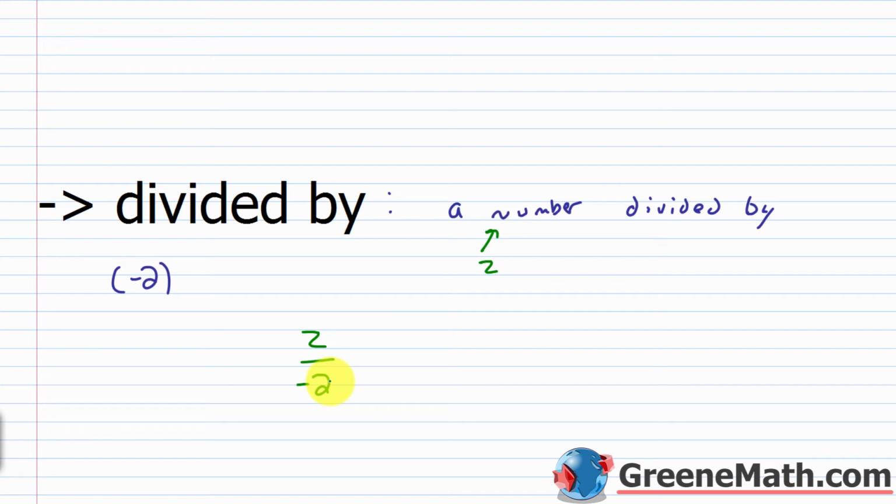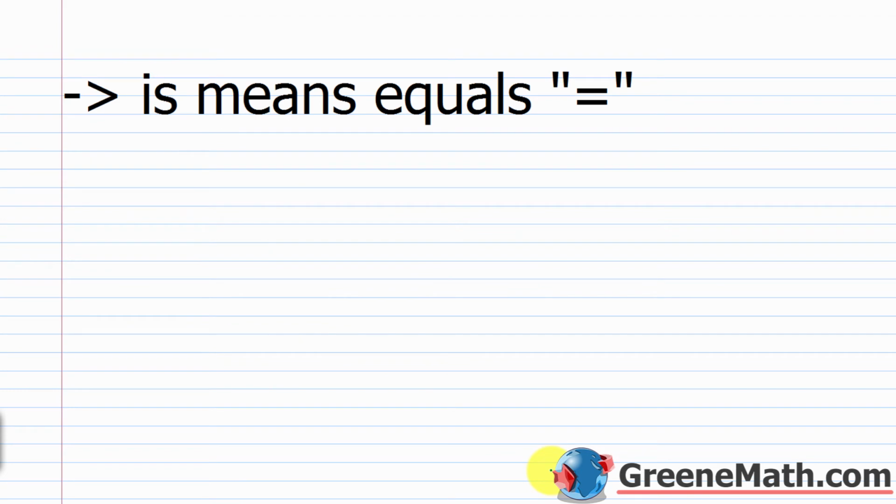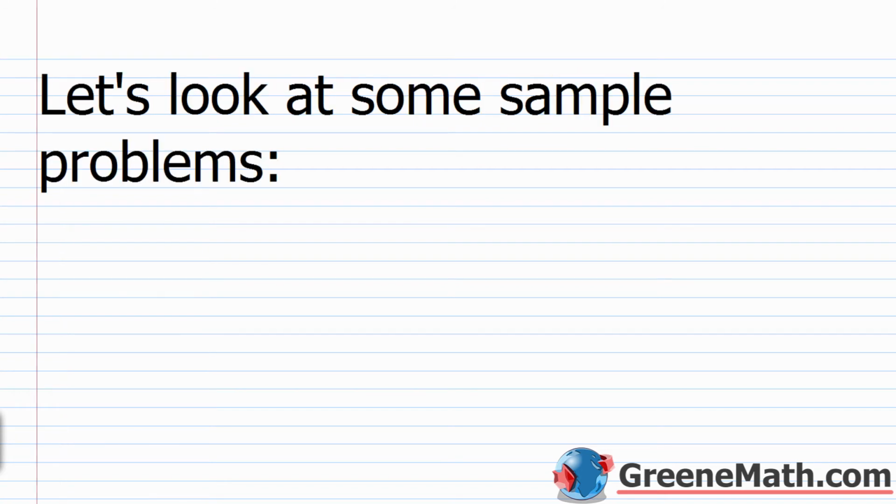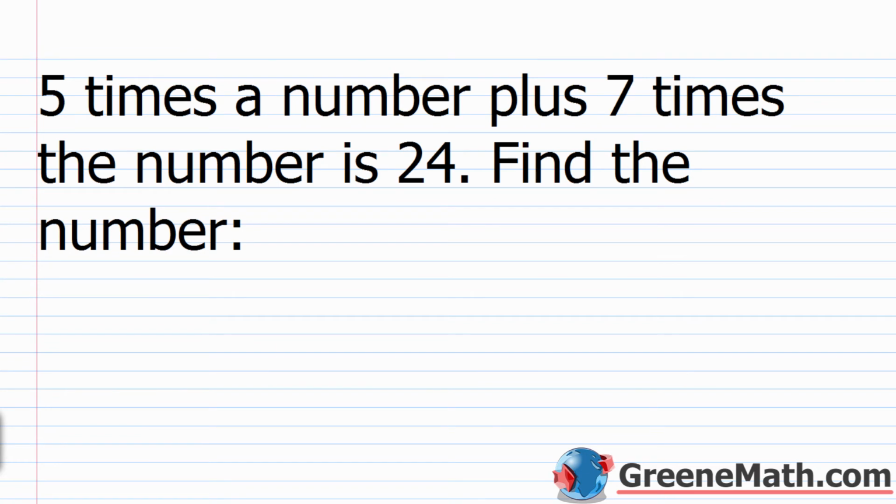and interpret it correctly. All right, so the last thing we want to know before we start looking at some problems is "means" equals. That's the translation when we're looking at a word problem. All right, so let's look at some sample problems. Here's the first one. We have 5 times a number plus 7 times the number is 24.